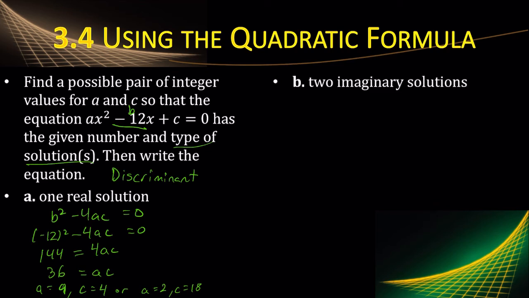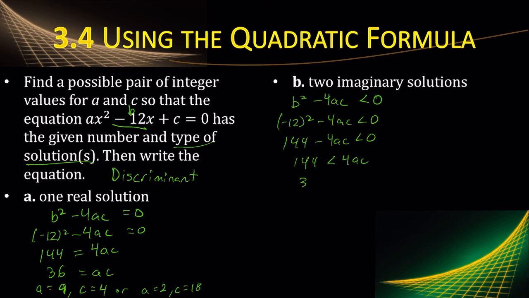Let's try another one. Let's see, come up with some values that would give us two imaginary solutions. So again, it'll be the discriminant, but to be imaginary, it was less than 0, so it'd end up taking a square root of a negative in the quadratic formula. B was negative 12. All right, I'm going to add the 4ac to the other side, and then divide by 4. So a times c has to be bigger than 36.